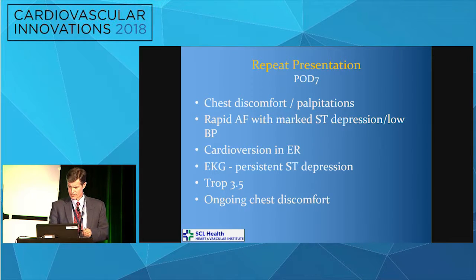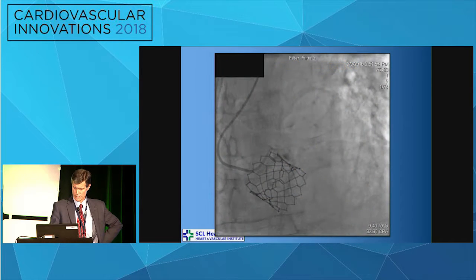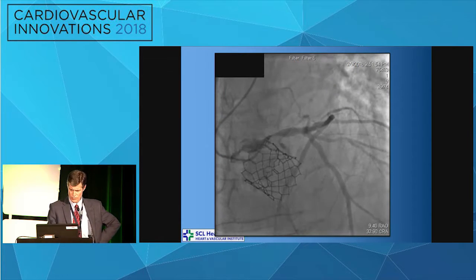So he goes to SNF, comes back on post-op day 7, chest discomfort, palpitations, he's in rapid AFib, gets cardioverted in the ER because he's hemodynamically unstable. He continues to have persistent and pretty marked ST depression on his electrocardiogram. Trop comes back at 3.5, so off to the cath lab we go. Here's his coronary angio.